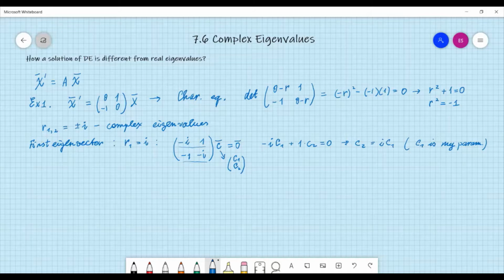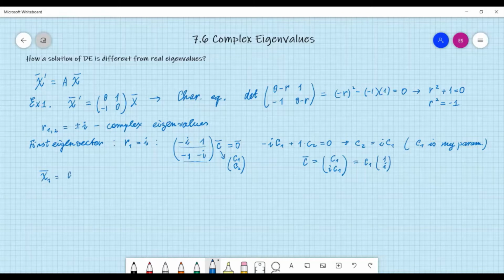So what I'm going to have then, my vector c, is going to be what? C1, which is my free parameter now, and C2 equals i C1, right? I'm going to take C1 outside of the vector because it's repeated here and here, and I'm going to have 1, i over here. Well, because it's just a constant, right? I'm taking it outside, and I'm going to write down my general solution number 1, solution vector number 1.